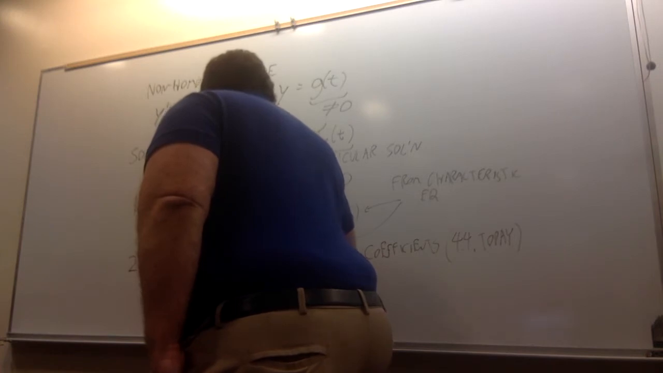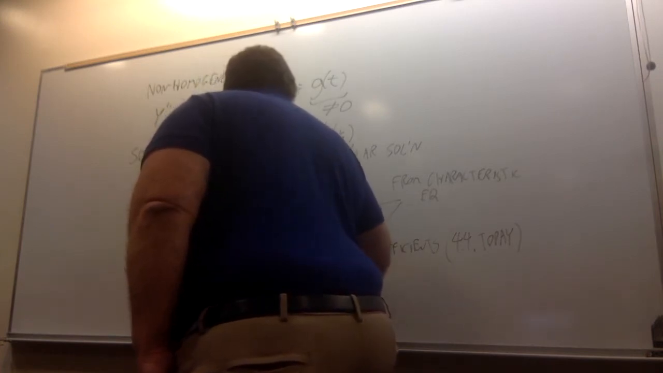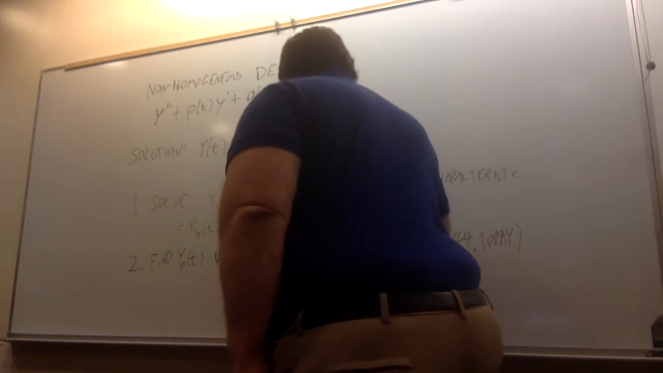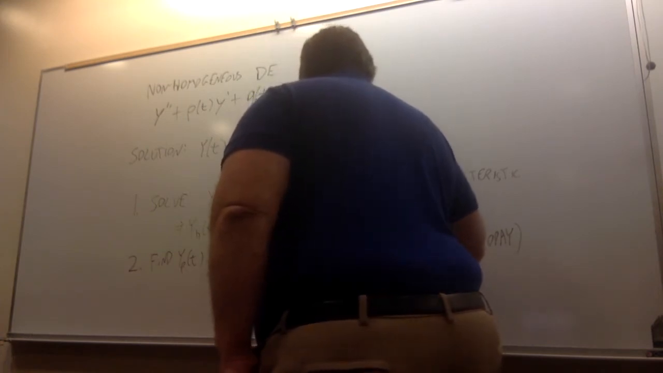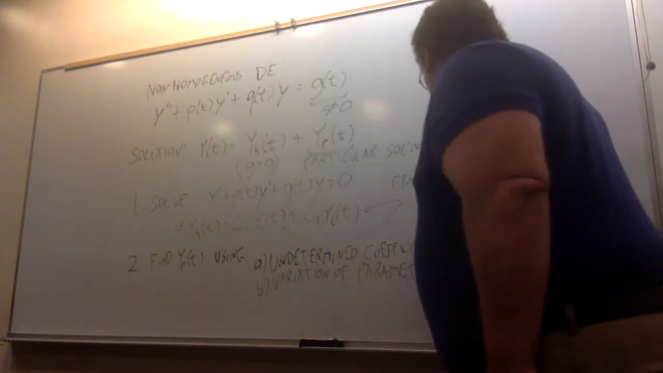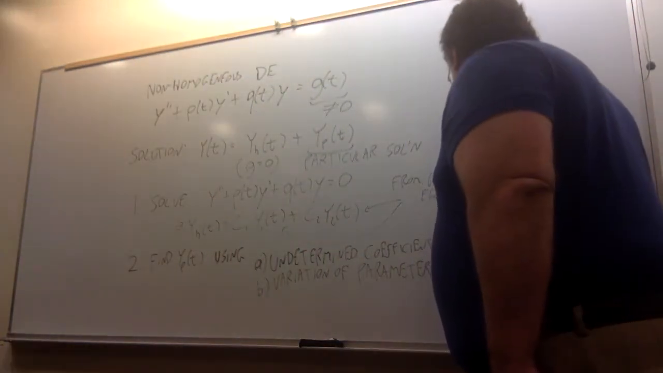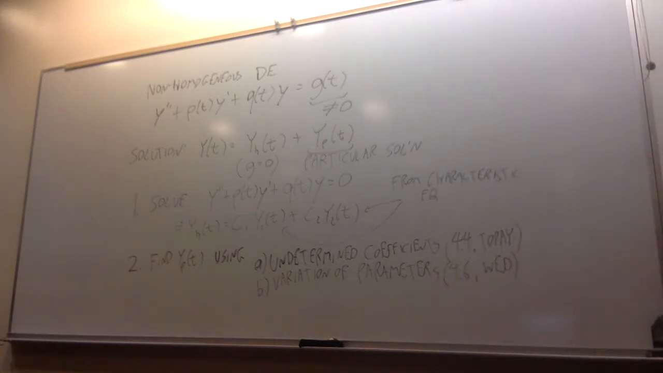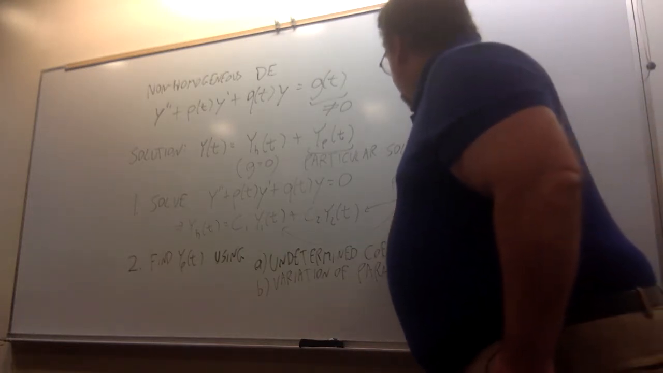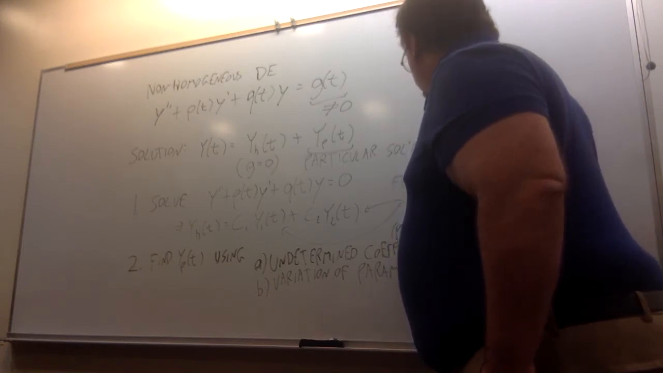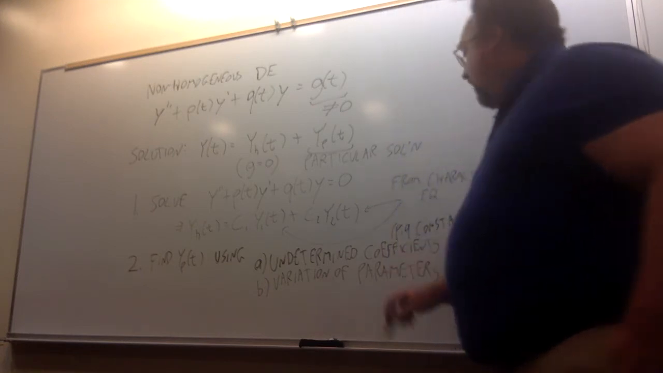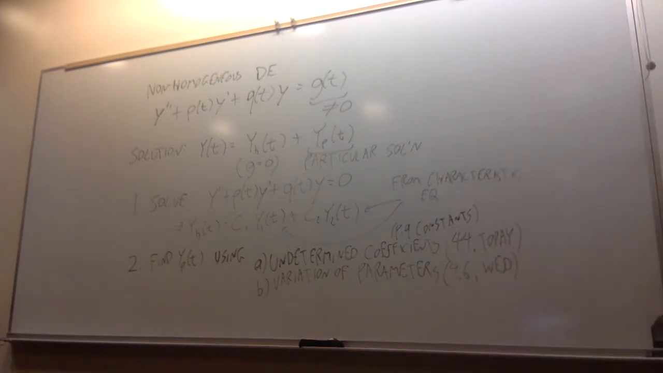And then the second method is variation of parameters. That is section 4.6. I will cover that on Wednesday. So use one method or the other. Undetermined coefficients requires that p and q are constant. So if they're not constant, you must use variation of parameters.